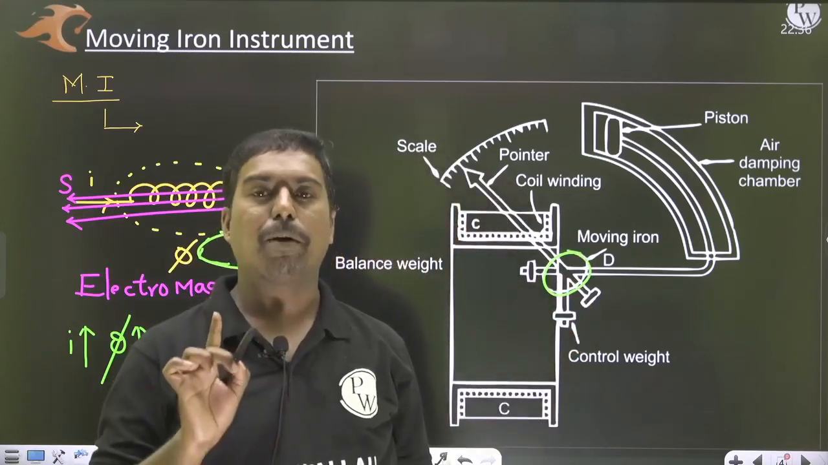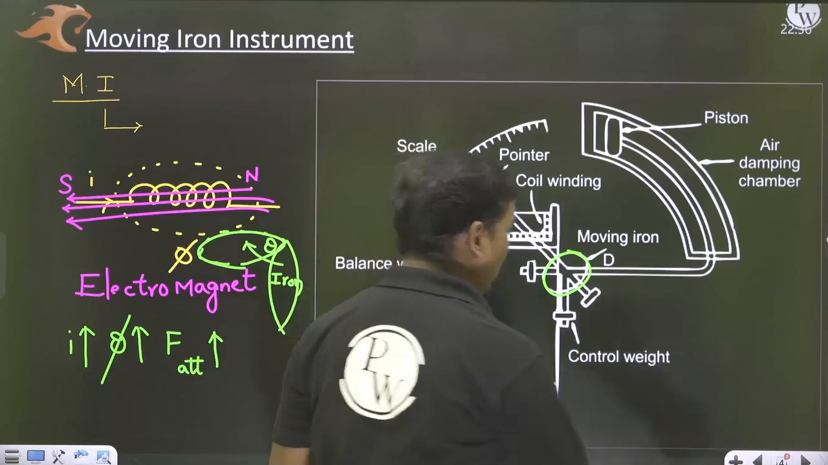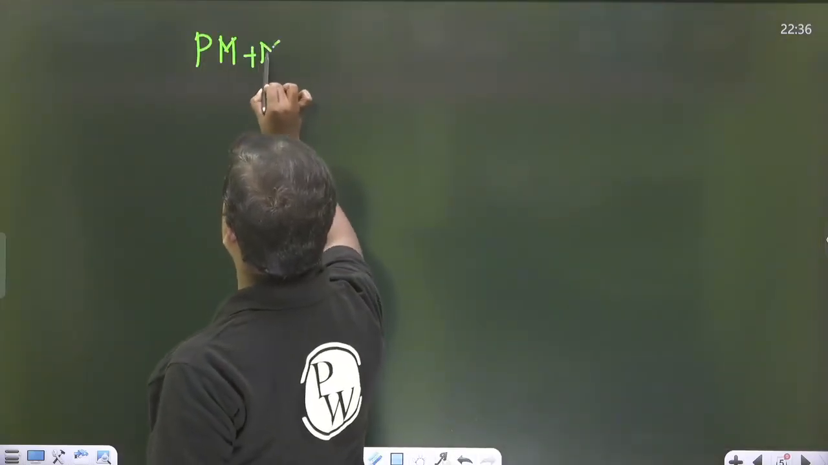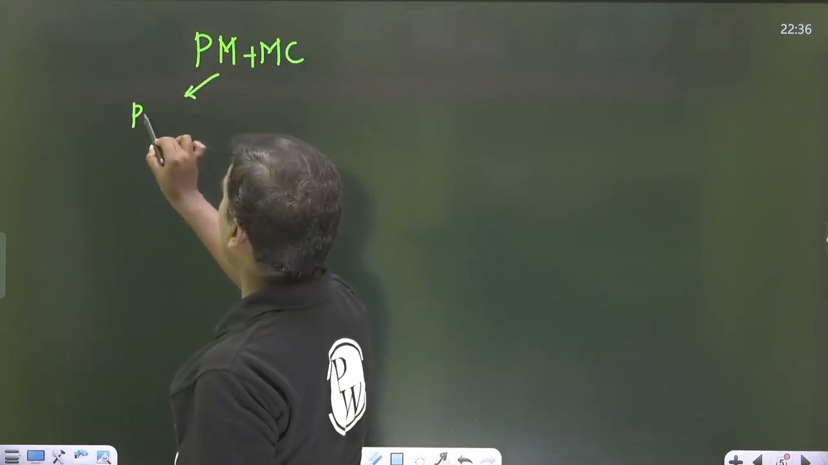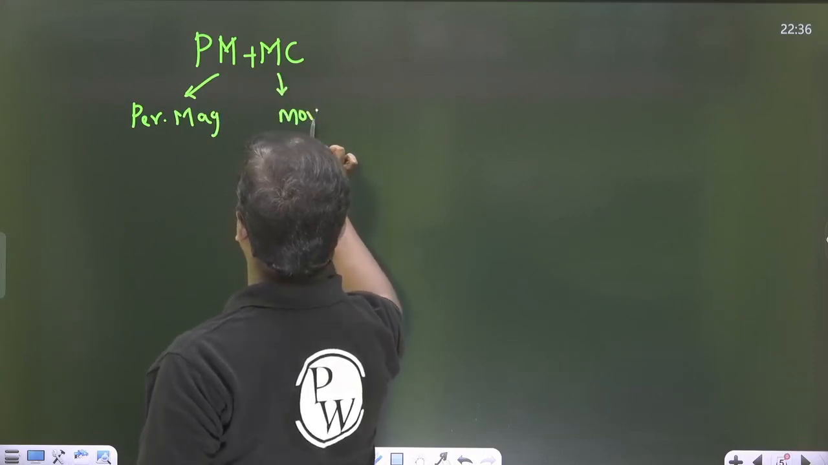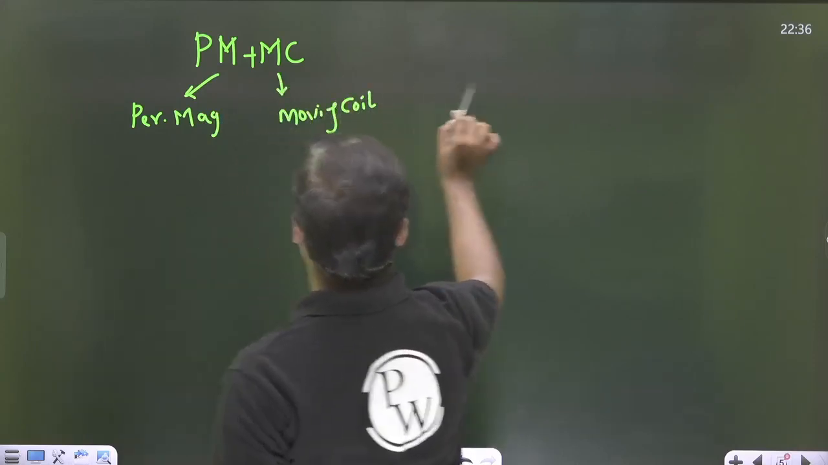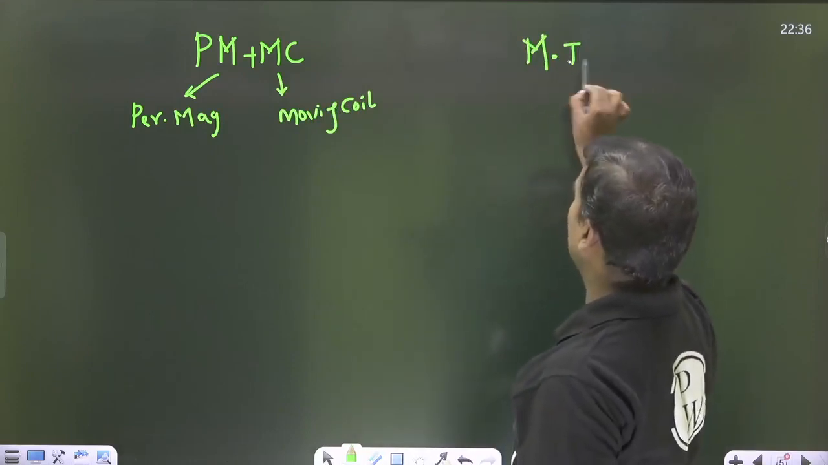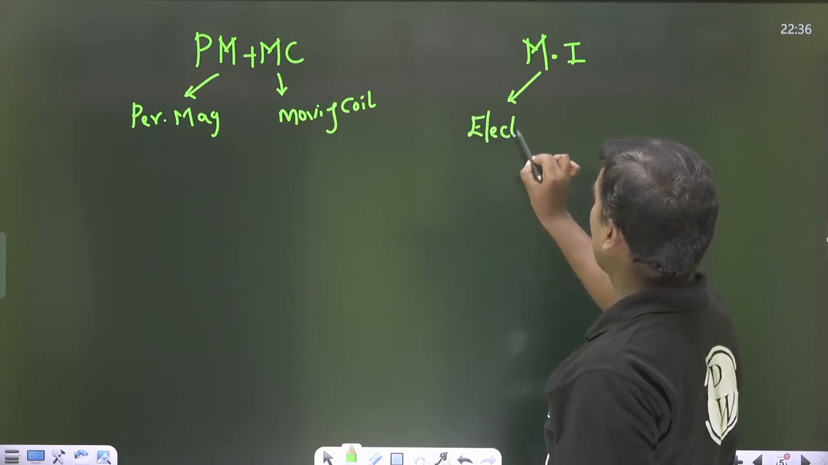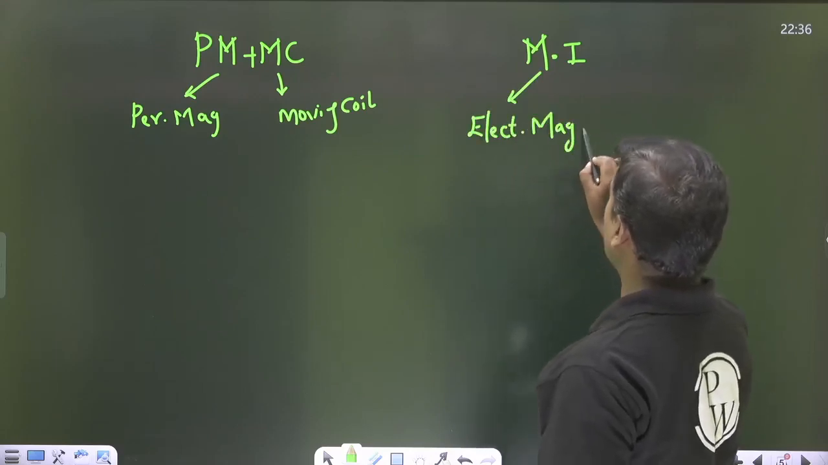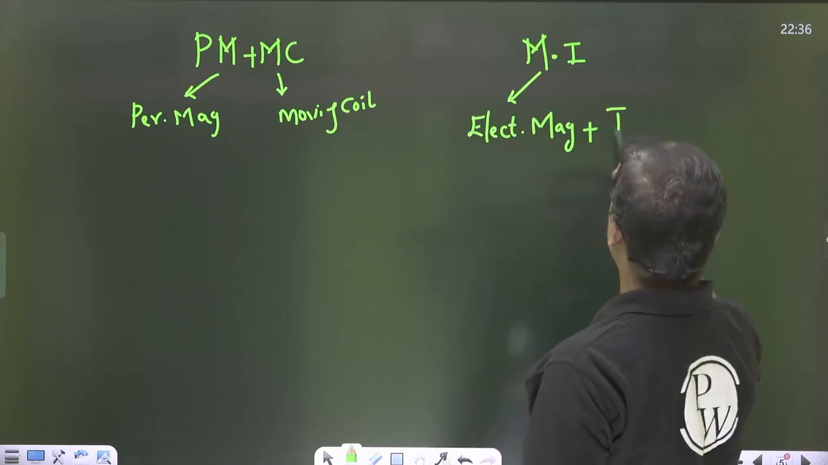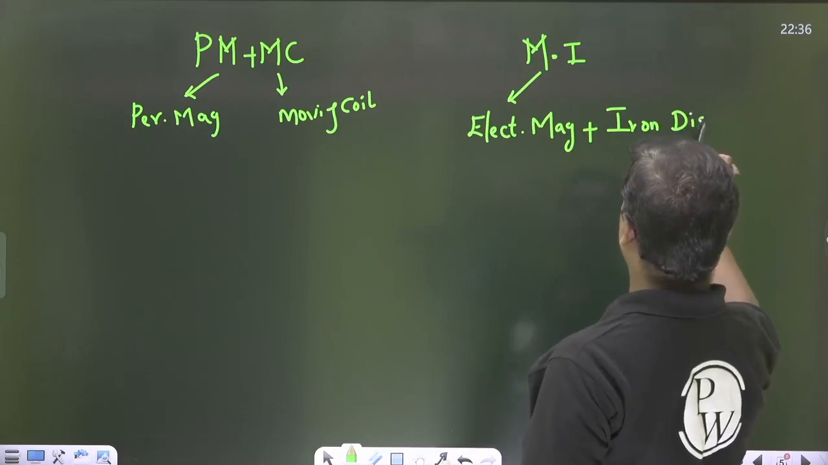So in the permanent magnet moving coil, PMMC, what is the difference? In PMMC we are using the permanent magnet and the moving coil; the moving part is the coil. But in the moving iron instrument, we are using an electromagnet, and the moving part is the iron disc. What is the moving part? We are using the iron disc.